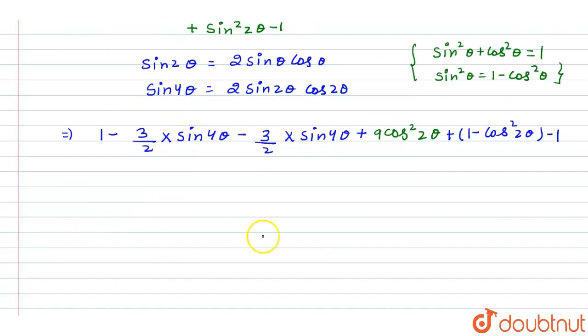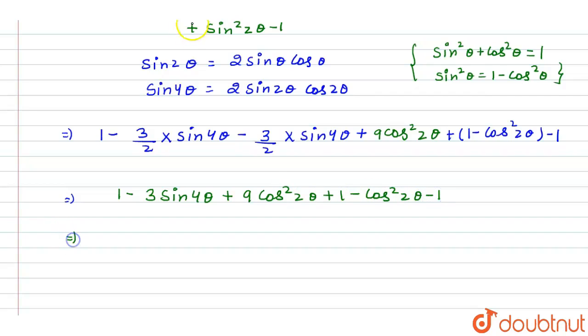minus 1. Now solving this, the value is equal to minus 3 by 2 sin 4θ minus 3 by 2 sin 4θ. This is 1 minus 3 sin 4θ plus 9 cos² 2θ plus 1 minus cos² 2θ minus 1. From here we get 1 minus 3 sin 4θ plus 9 cos² 2θ minus cos² 2θ, which is 8 cos² 2θ, plus 1 minus 1.